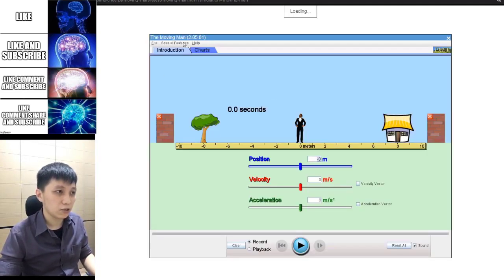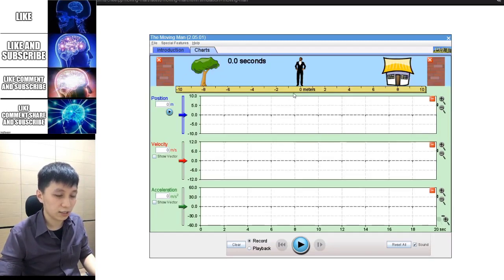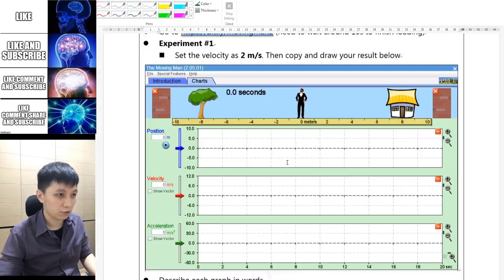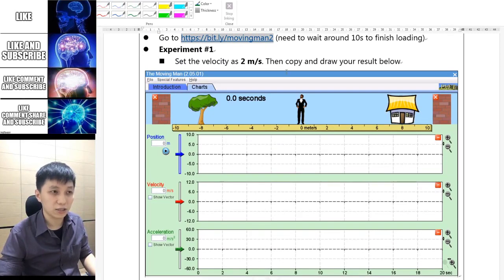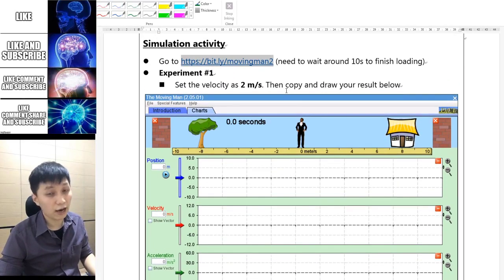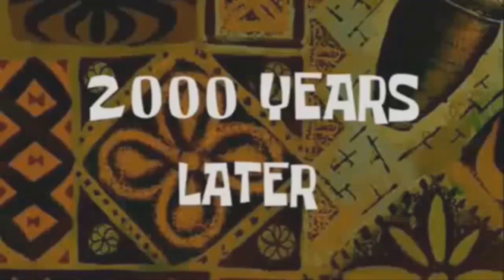This simulation is called the Moving Man, and what you can do is change his position, velocity and acceleration as well. However, I want you to go to the chart and follow my instructions according to the worksheet. So please pause the video if you haven't done this simulation yet. Go and do it now first, and I'll explain the answers to you.